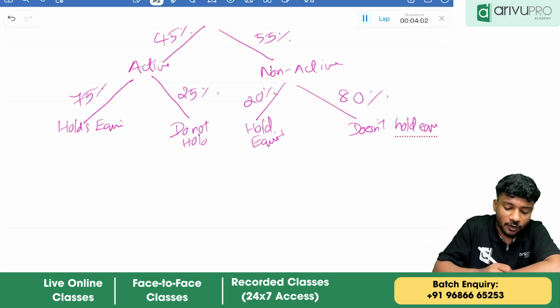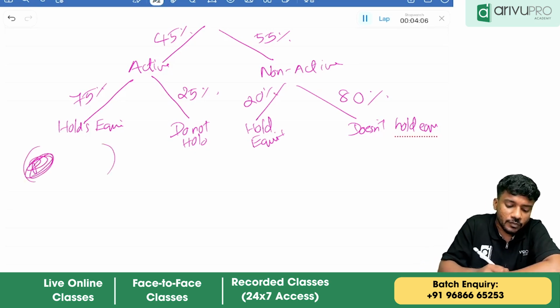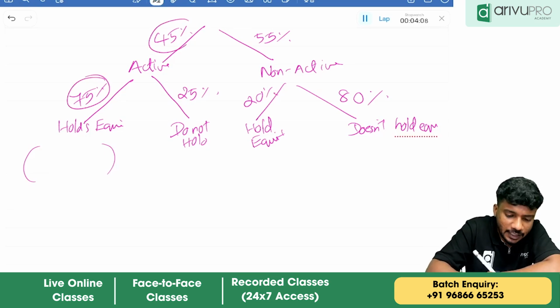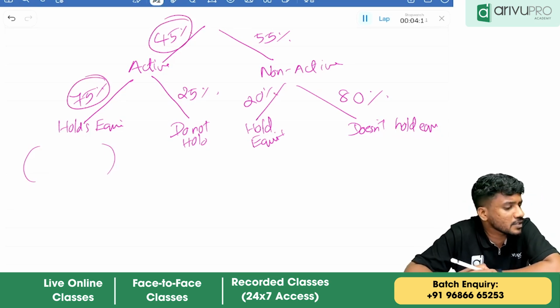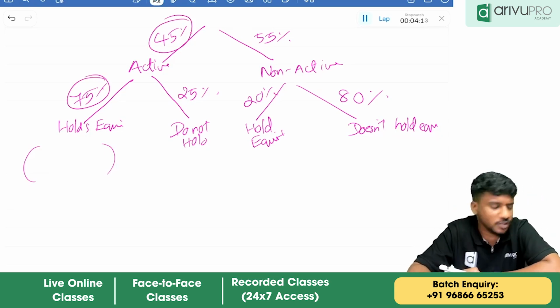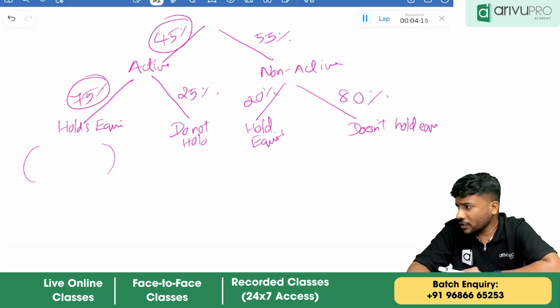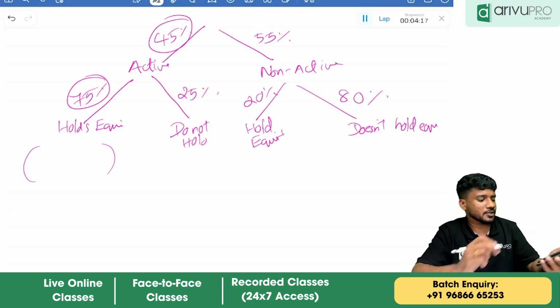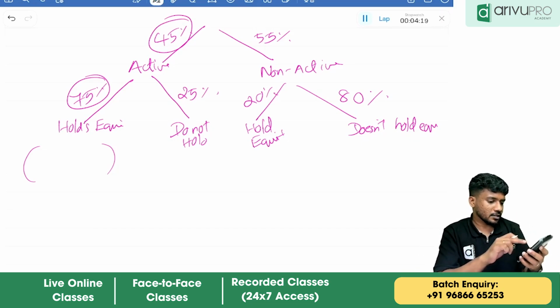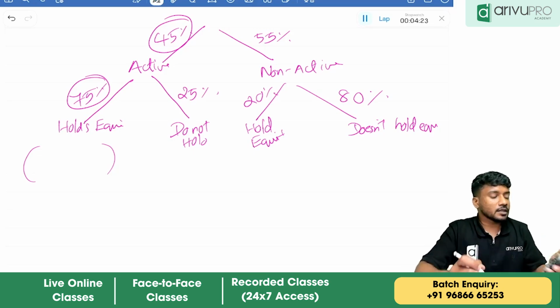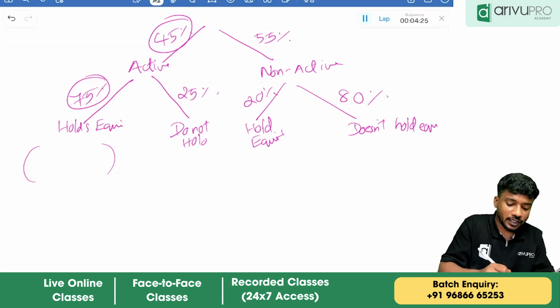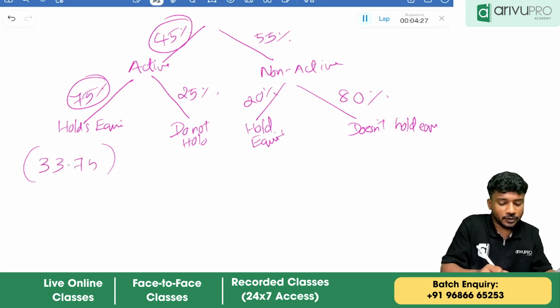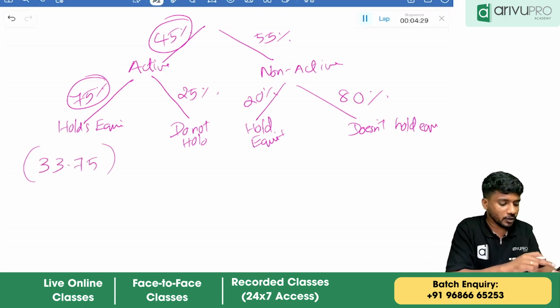Now you tell me, holds equity: P of 75 percentage into 45 percentage. 75 percentage into 45 percentage is how much? 75 into 45, in the calculator, it is how much? Clear everything, turn on, clear everything. 75 into 45, which is equal to 33.75. Okay, then does not hold will be what?